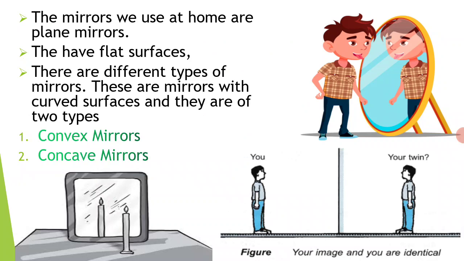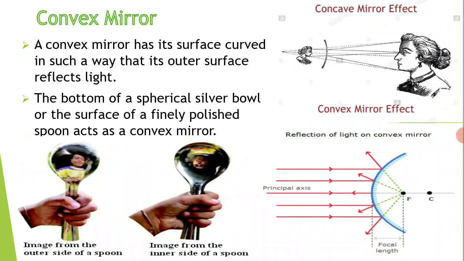There are different types of mirrors. These are mirrors with curved surfaces, and they are of two types, namely convex mirrors and concave mirrors. In this topic, we shall discuss curved mirrors and their applications or uses. So firstly, we will discuss convex mirrors. Now, what is a convex mirror?